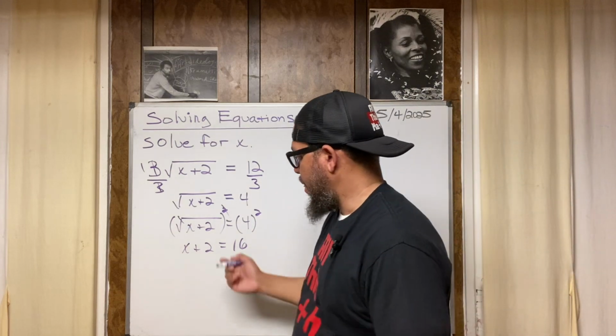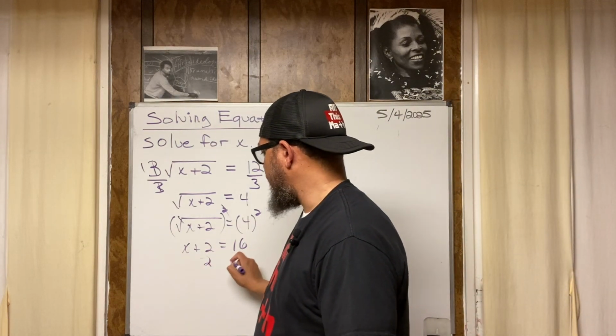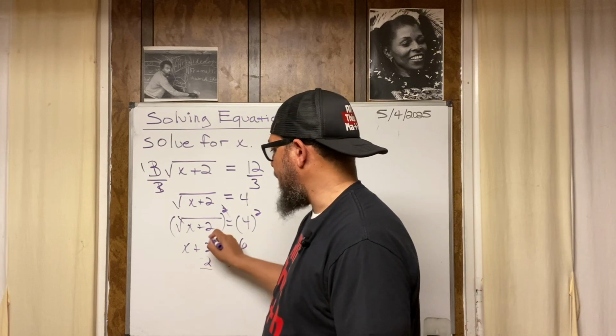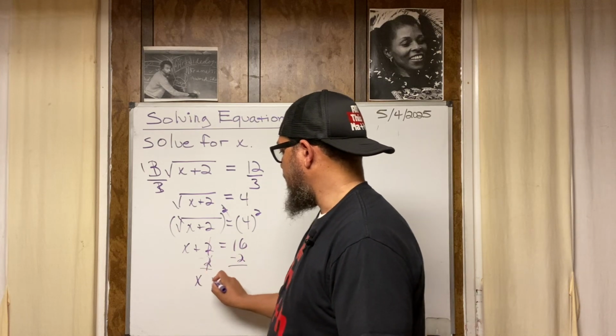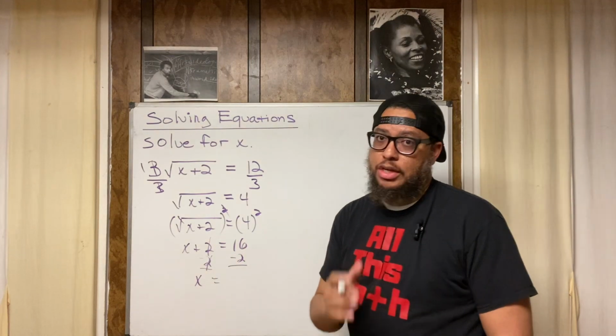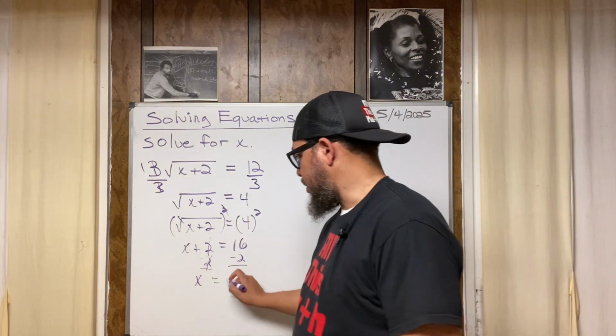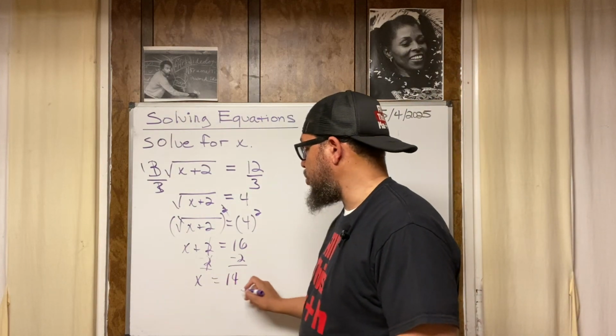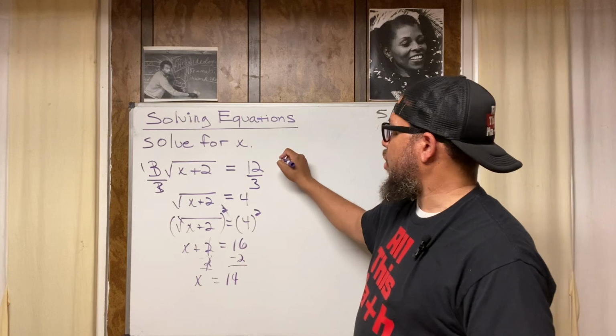All right. So then we're going to do minus 2 on the left and minus 2 on the right because we've got to stay balanced. What's 16 take away 2? Make sure you don't forget your subtraction facts. 16 take away 2 is 14. So x equals 14. Now, let's see if our answer is correct.